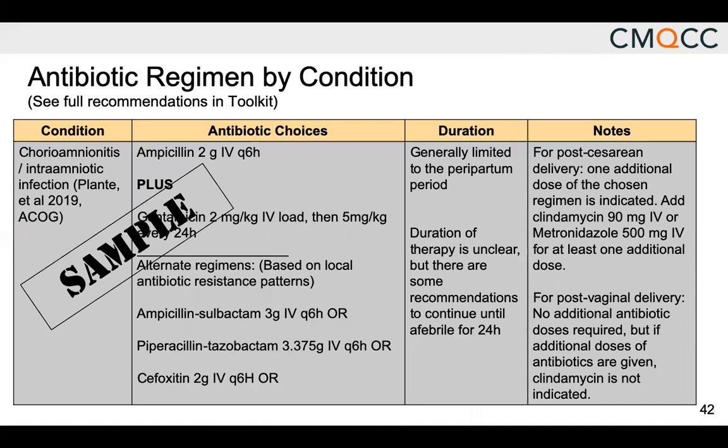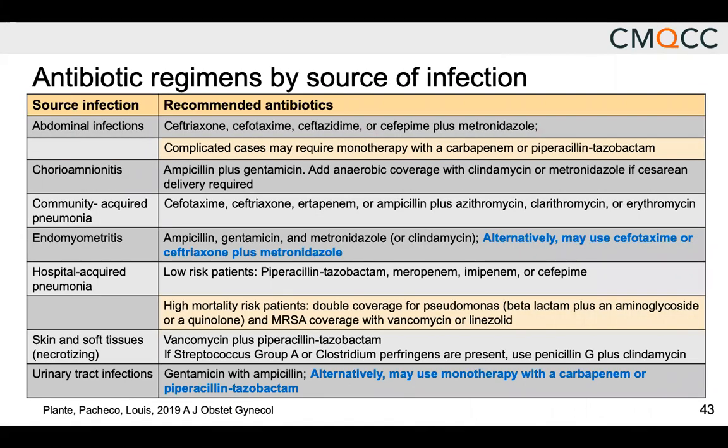We've developed in the toolkit antibiotic regimens by each condition. And again, there are notes and durations as well as the choices recommended from national sources. Next slide. Here's an overview of the types of antibiotics recommended for abdominal infections, chorioamnionitis, pneumonia, endometritis, hospital-acquired pneumonia, soft tissue infections, and UTI. This is one of the challenges with sepsis, that it can be caused by many different sources, as Christa pointed out in the opening slides, and so we have to have a broad range of choices here for us to build our order sets. Next slide.